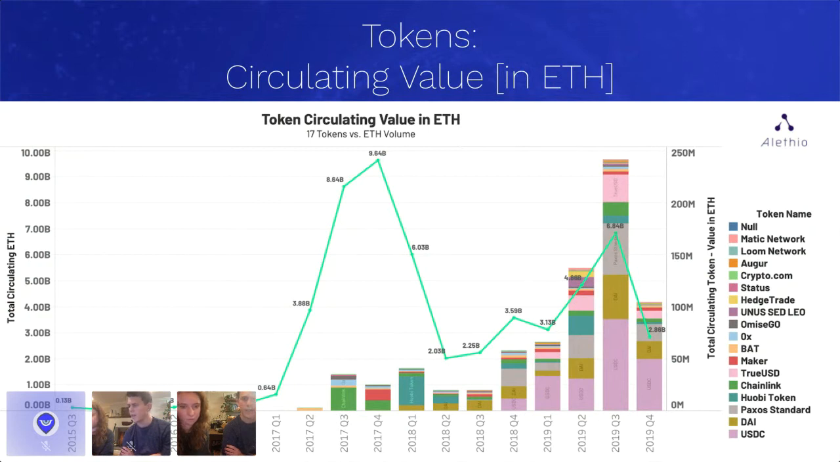So not only is the circulating value of tokens increasing, but the diversity and market share of tokens are increasing too, suggesting that users are using more ERC20 tokens, and they're doing more with them across the board.